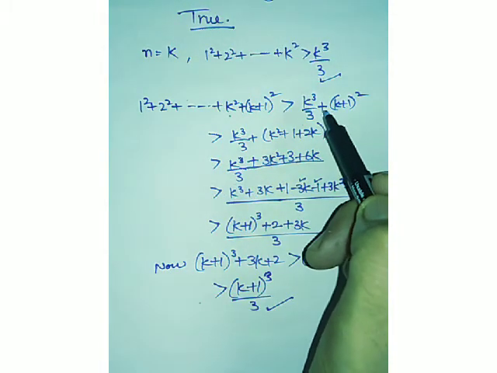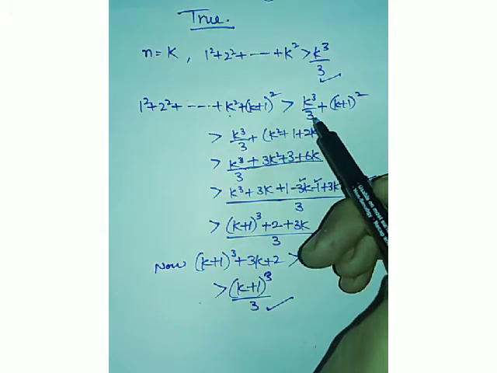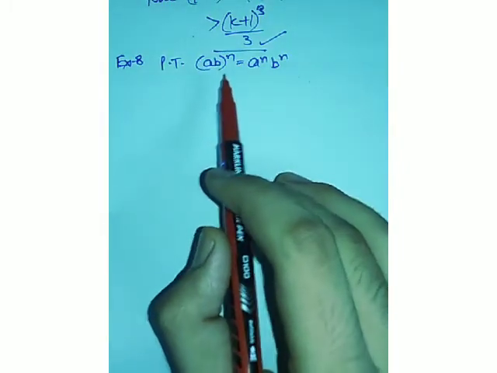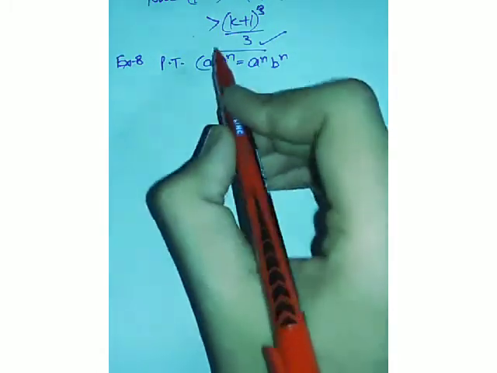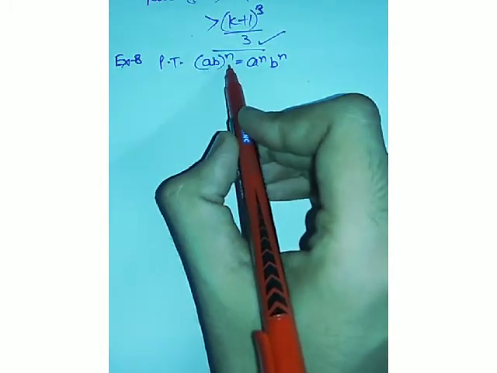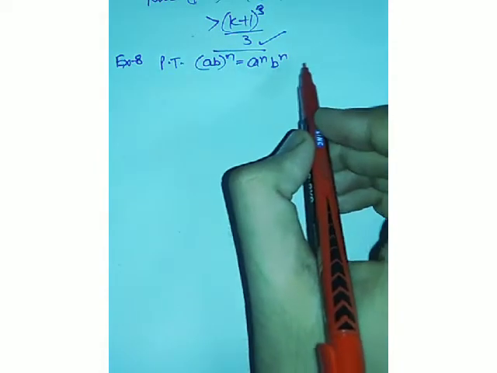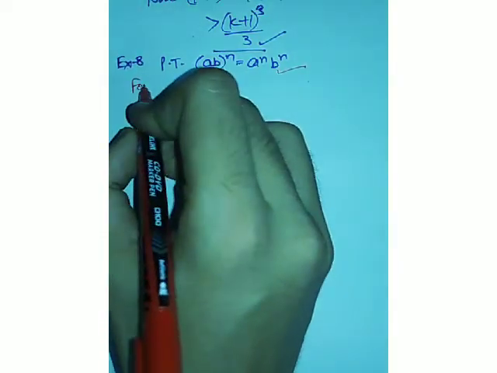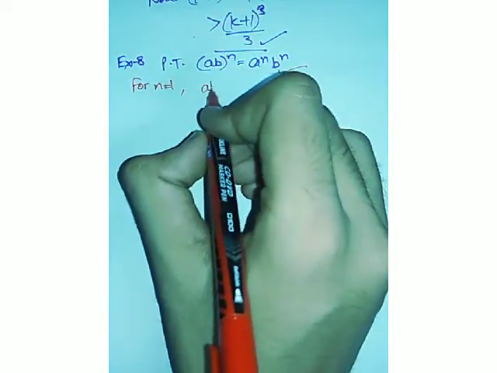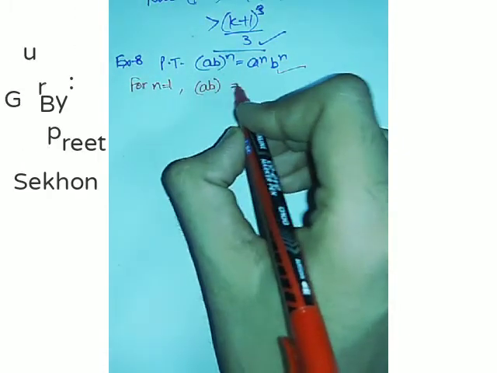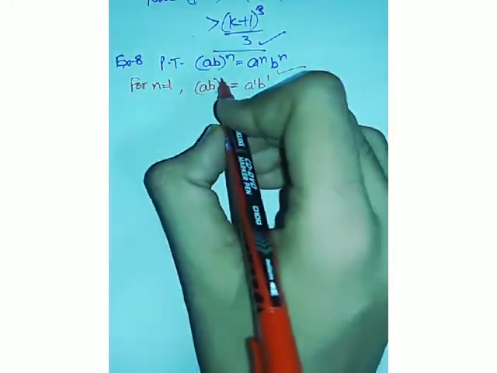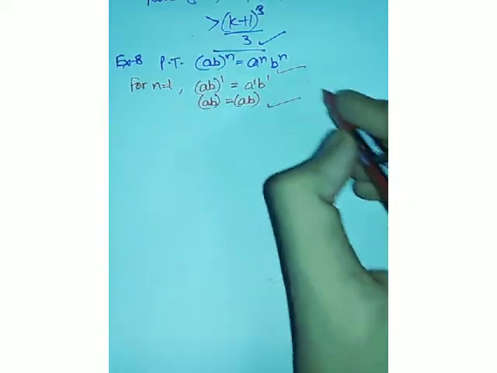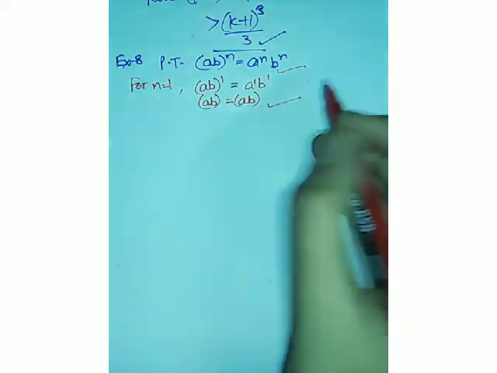So yeah, only one example is left, so let's quickly do it. Here is our very last example of the chapter mathematical induction. Now we all have seen this result, that ab whole raised to power n is equal to a^n b^n, right? We have to prove this result. So firstly follow the same steps, prove for n equals 1. You will get ab raised to power 1 is equal to a raised to power 1 b raised to power 1. So ab is equal to ab, correct? Which means the result is true for n equals 1.